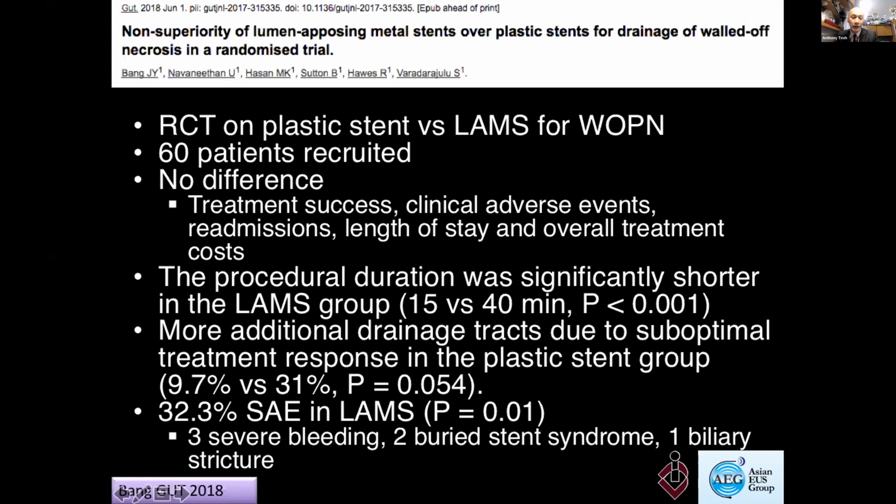For bleeding, I think it's because the stents were placed for too long. So generally, we suggest removal of the metal stent within 4 weeks. For buried stent syndrome, it's really a technical issue. As the collection collapses, it will pull the stent away from the stomach. So when we drain, we need to be aware where to drain and also how the collection will collapse with time.